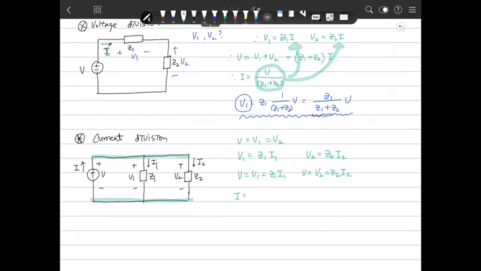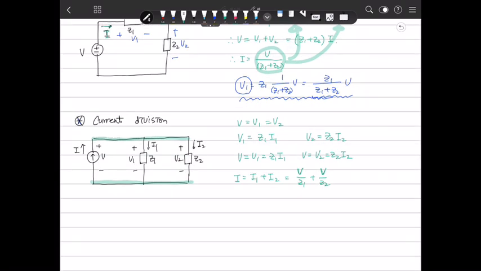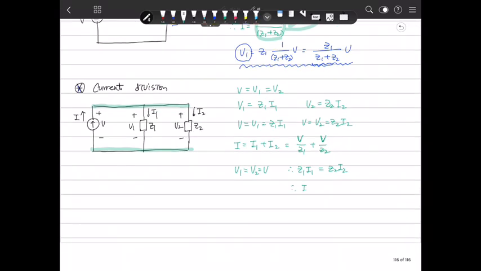So I, the sum, is I1 plus I2. So there will be V over G1 over G2. Because V1 is V and V2 is V, therefore G1 I1 is the same as G2 I2. Therefore I1 is G2 over G1 times I2.